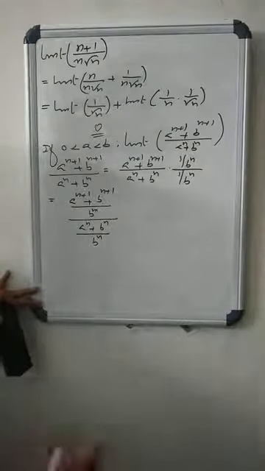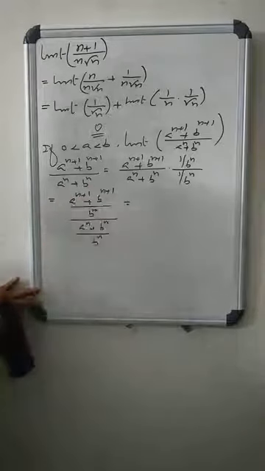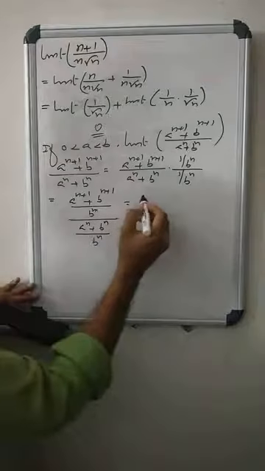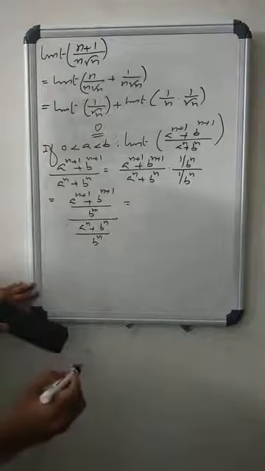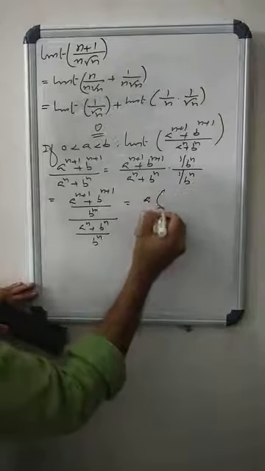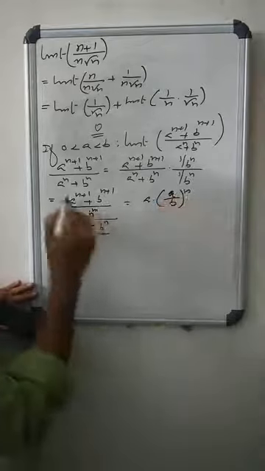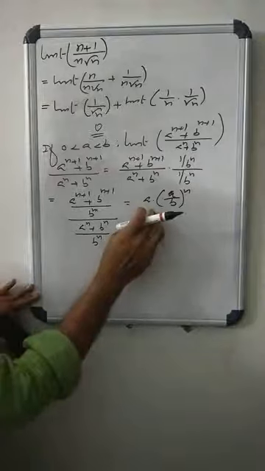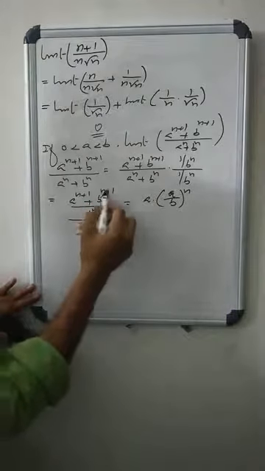So that equals (a^(n+1) + b^(n+1)) / b^n. Then take a^n outside. So what do you get? a^(n+1)/b^n can be rewritten as a into (a/b)^n, plus b^(n+1)/b^n.